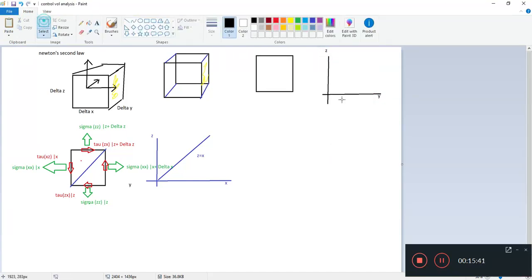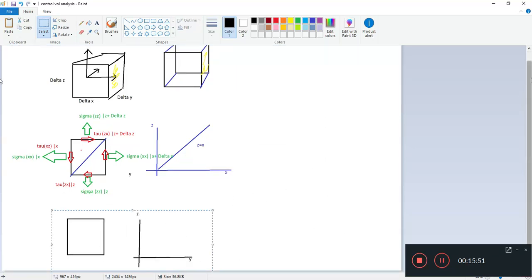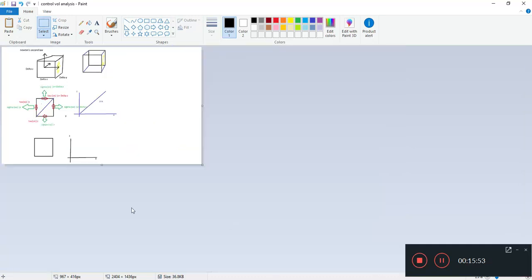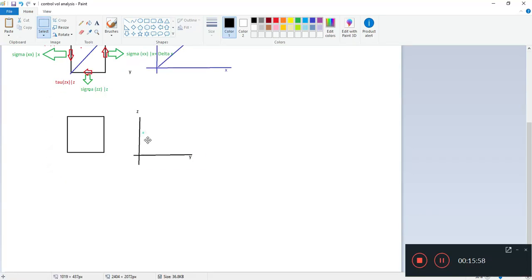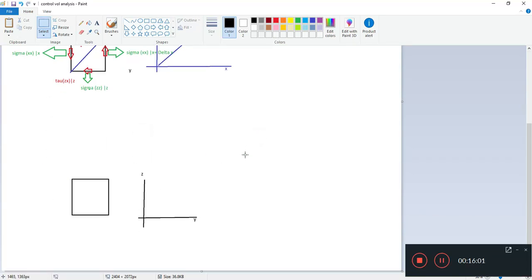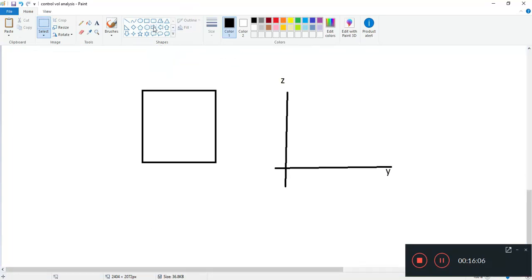Now we're going to repeat the same thing here. Okay, we're going to shift this down here. Let's make more space for ourselves. Now, let's again do the normal forces. I'm going to label these green arrows 1, 2, 3, and 4.